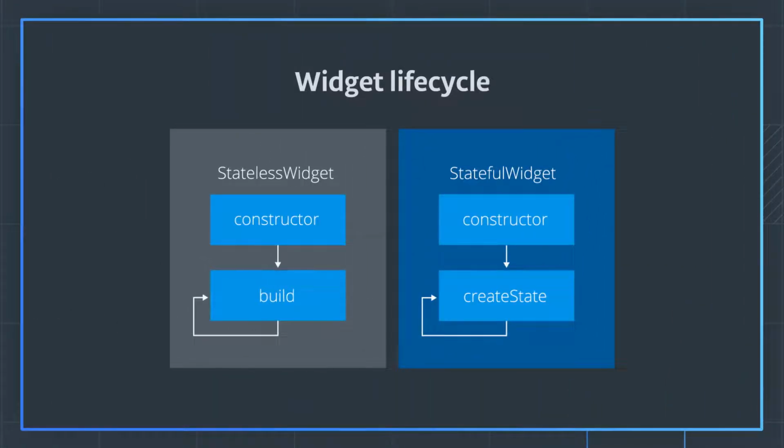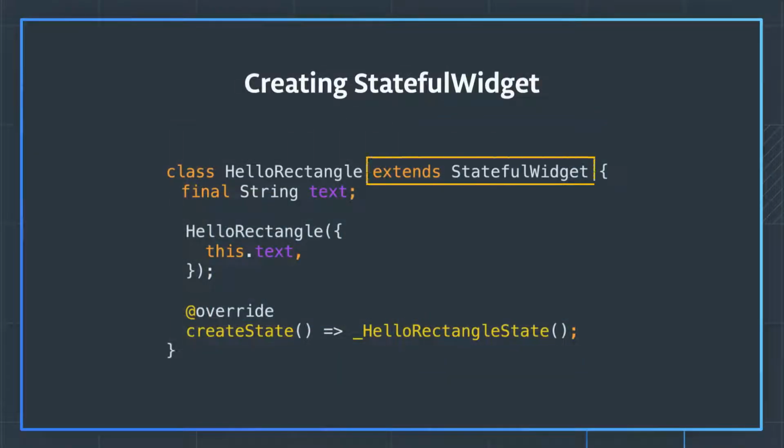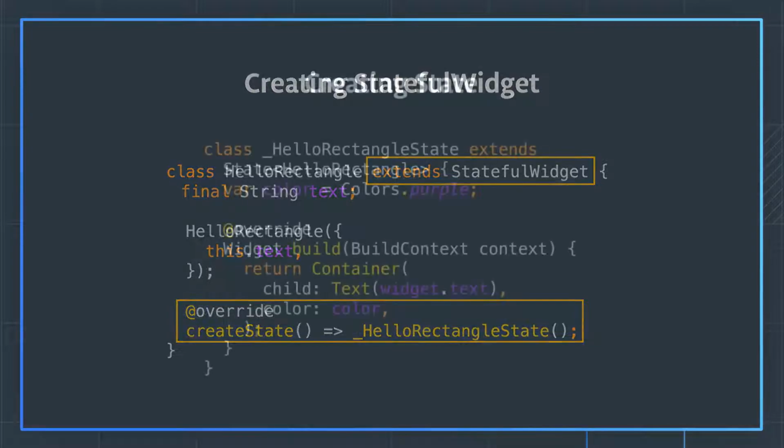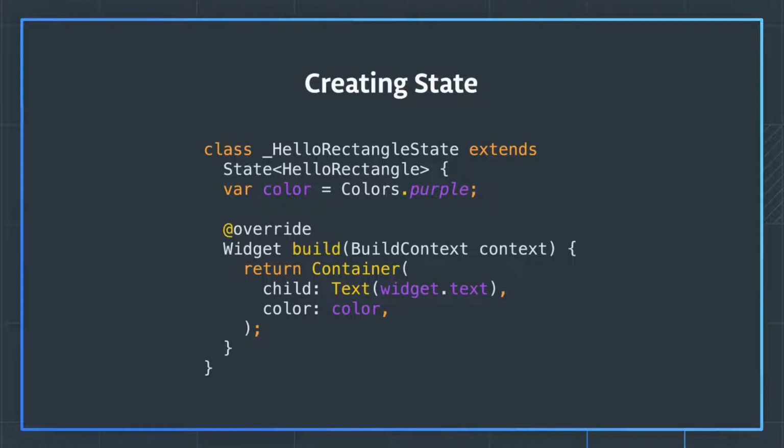To save state and respond to user interaction and events, we use the Stateful Widget. Let's walk through an example with a variation of our Hello Rectangle app. While the Stateful Widget instance itself is also immutable, it creates a state object using createState. Here's the basic skeleton for our Stateful Widget. The state object stores the widget's state and can change throughout the widget's lifetime.